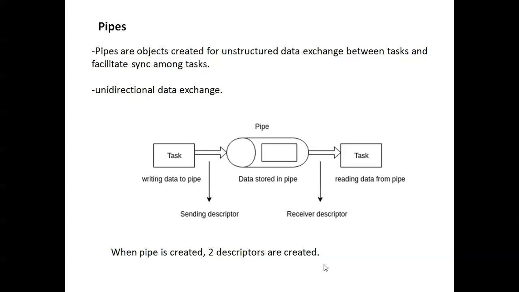So sending descriptor, sending through the pipe, the data stored in the pipe. When a pipe is created, two descriptors are created. Then it will go inside. Then you will get the reading data from the pipe.